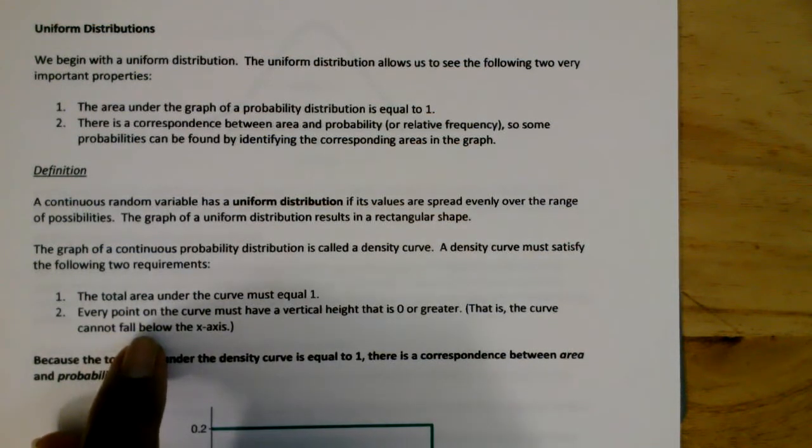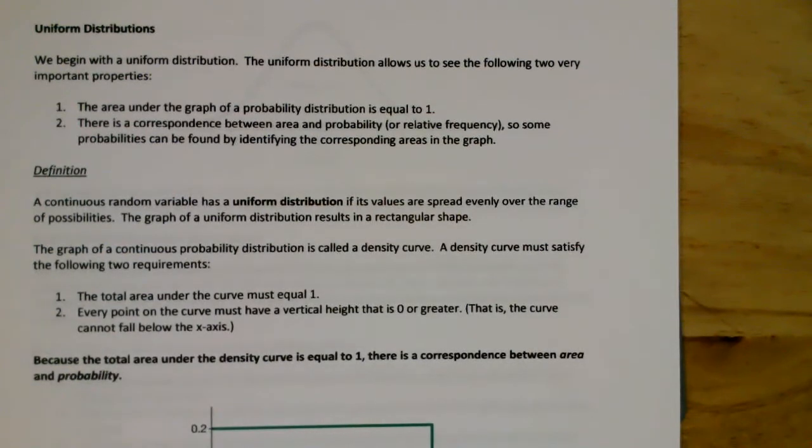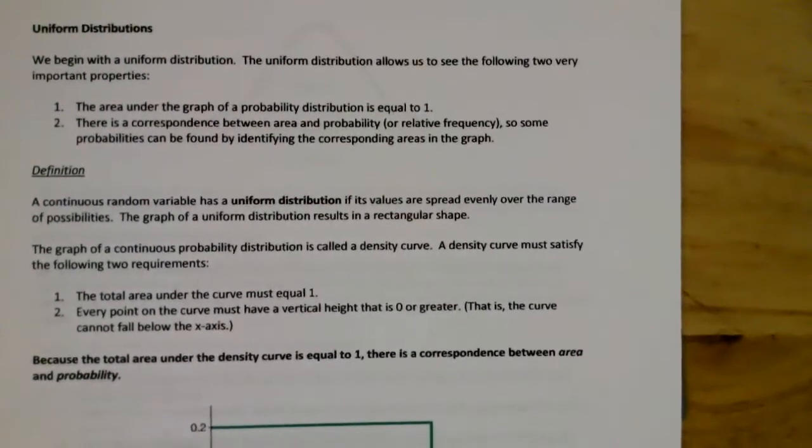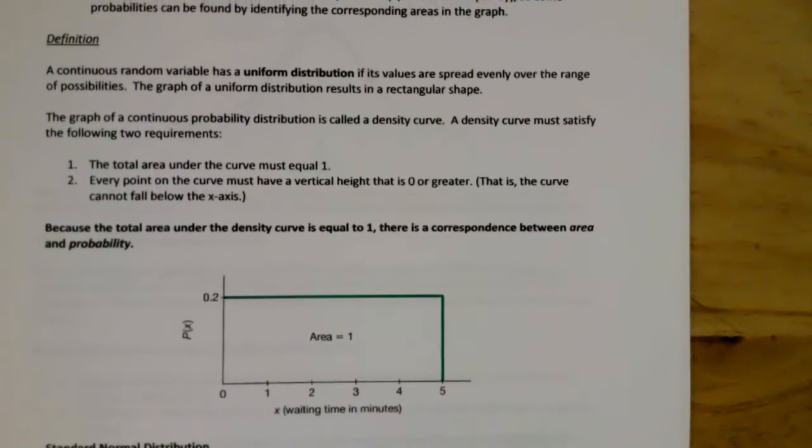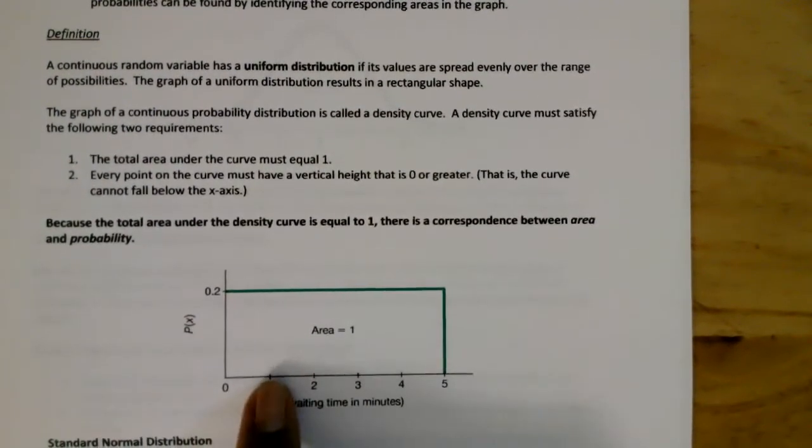Here's the definition of a uniform distribution. A continuous random variable has a uniform distribution if its values are spread evenly over the range of possibilities. The graph of a uniform distribution results in a rectangular shape. So let me pull this page up so that you can see the rectangular shape. We call this a density curve. That's the graph of a continuous probability distribution.